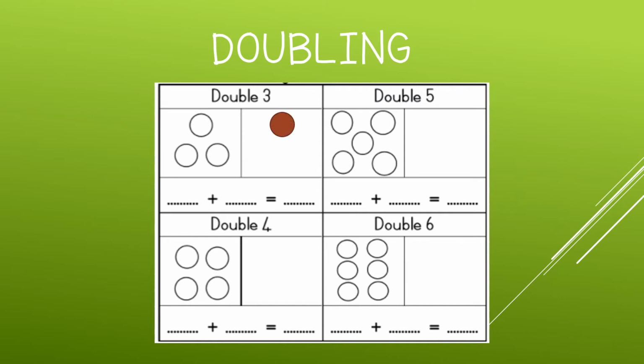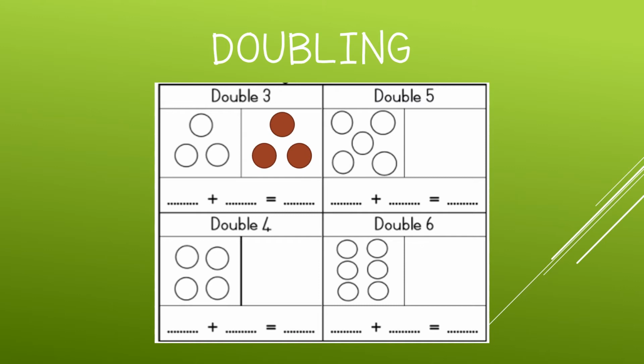1, 2, 3. Now under my circles, I have place for a sum. My plus sign and my equal signs are already there. Now I just need to add the numbers, and these same numbers I'm going to take from the top from the circles that I've already drawn.